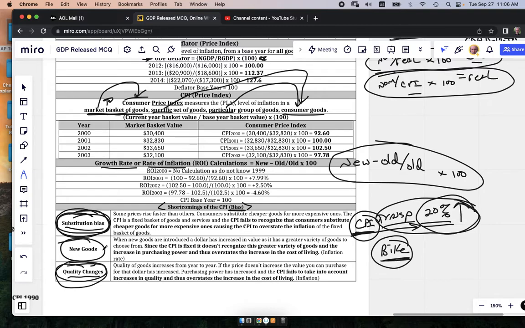New goods, I've never seen a question about that, but it just implies that there are new goods, so your purchasing power has increased. Don't worry too much about that one. I haven't seen it before. But these two I've seen. I've got a number of questions about those, so make sure you recognize and understand that relationship.